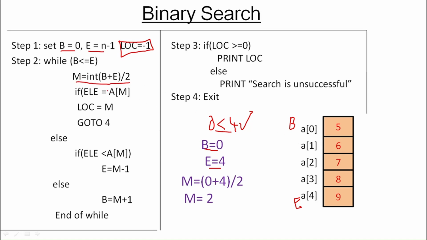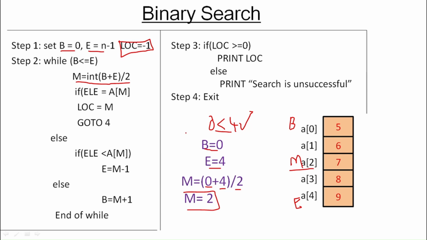To find the middle value, we will use this formula: integer of base plus end divided by 2. What is base? 0, and what is end? 4, divided by 2. We will get the middle value 2. So my m will be here. So this is where my m value, that is the middle value, is placed.